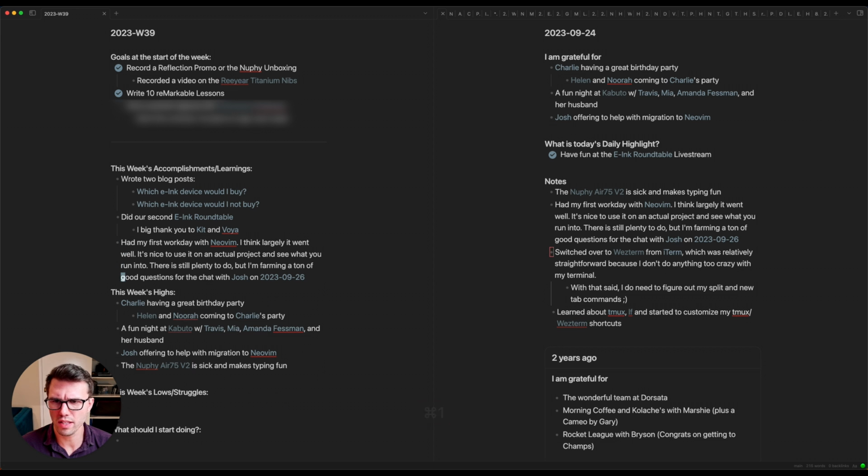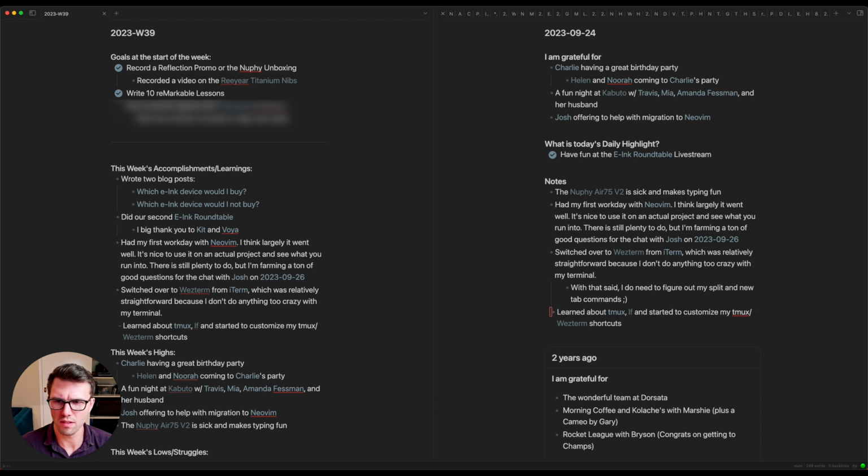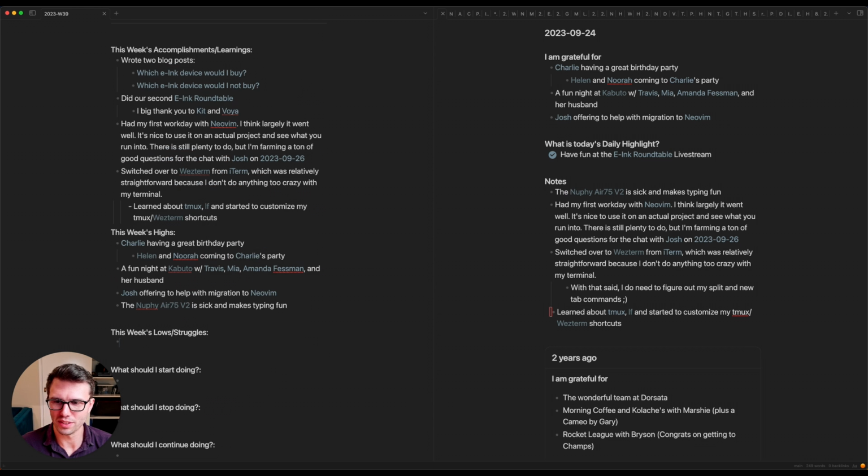This week was really kind of thrown off by the switch to NeoVim. Learned a lot, but plenty of struggle along the way. But again, lots of learning with tmux, NeoVim. Maybe the lows and struggles are from being overwhelmed by the amount to learn.